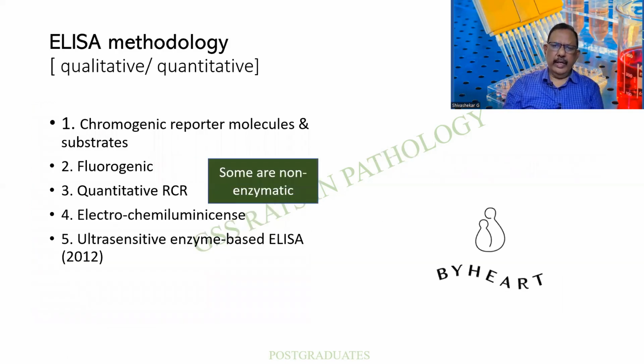So there is a quantitative and a qualitative method. I would like you people to kindly learn this by heart. Chromogenic reporter molecules and substrates are there. Second one, it can be fluorogenic. Third one, quantitative RCL, electrochemiluminescence. And there is something called ultra-sensitive enzyme-based ELISA, quite latest, 2012. So some of these are non-enzymatic and some of them are enzymatic. I would like you people to kindly memorize this particular list.